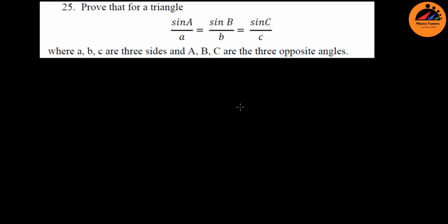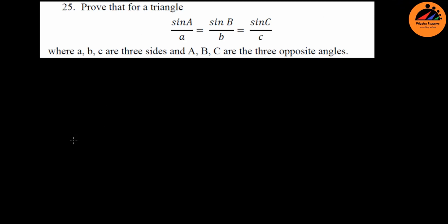Good morning, students. Today we shall be doing a few problems on vectors. The problem is given: prove that for a triangle, sin A by small a equals sin B by small b equals sin C by small c, where a, b, c are the three sides of a triangle, and capital A, capital B, capital C are the opposite angles. So let's draw the triangle first.